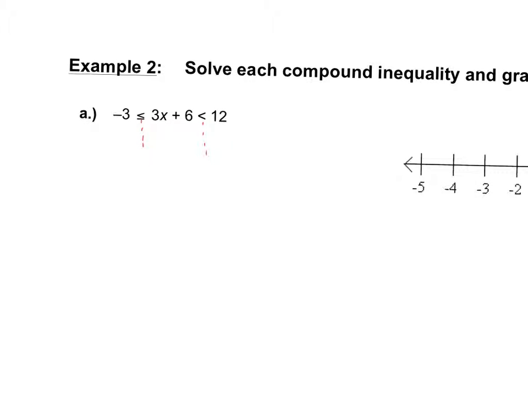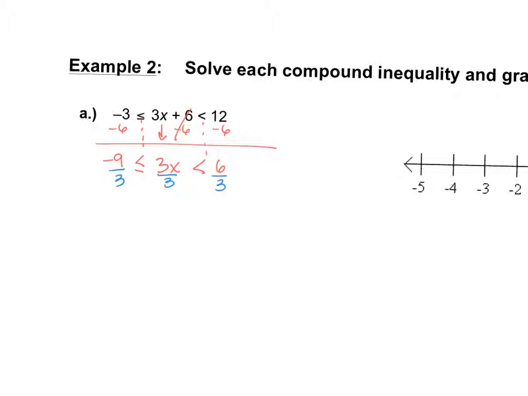Now it's got 3 sides as opposed to just 2. To solve, you're going to minus 6, but you do it to all sides. That gives you -9. You rewrite your symbol. Rewrite the 3x, 6 goes away, is less than 6. Next step, divide by 3 to all of it.